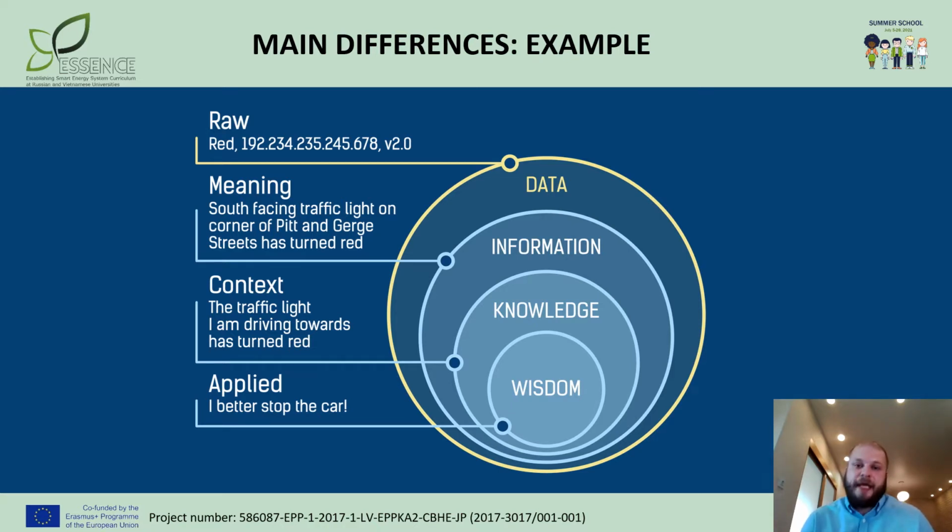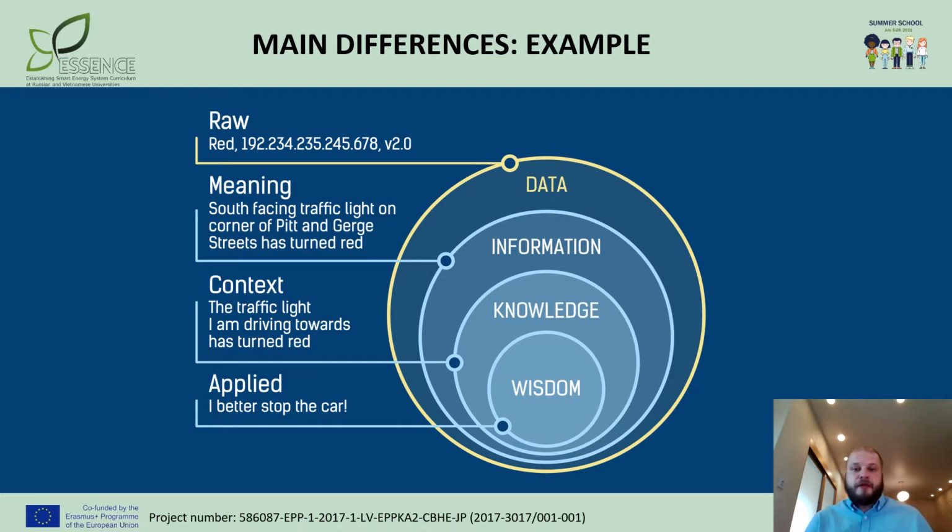If we add some meaning, let's say that the south-facing traffic light on the corner of Pitt and George Streets has turned red. This is treated as information because we are analyzing data in context. So we just took the initial measurements, color, some roads, and applied them to the particular address. So we know this data in context right now.